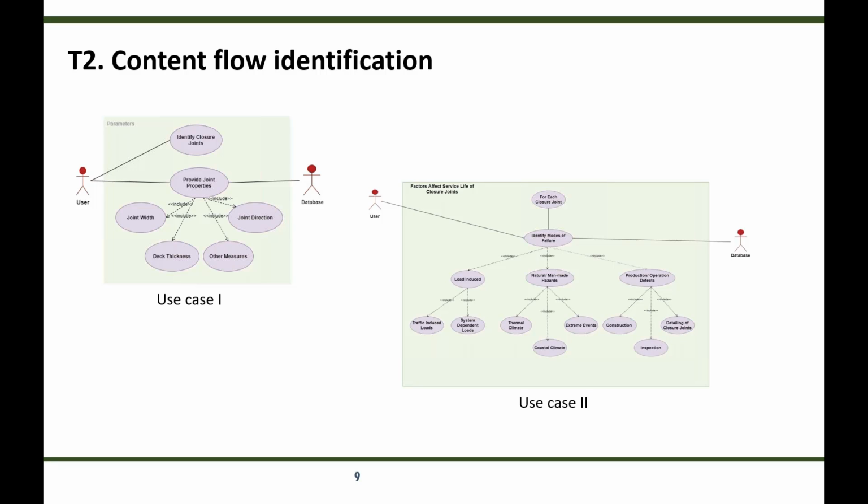So the user selects the closure joint types and properties. In the second use case diagram, the user selects the mode of failures or factors affecting the service life, and the decision support tool will process the input and generate the mitigation strategies.